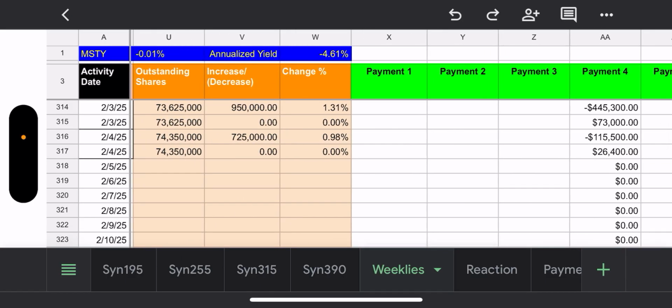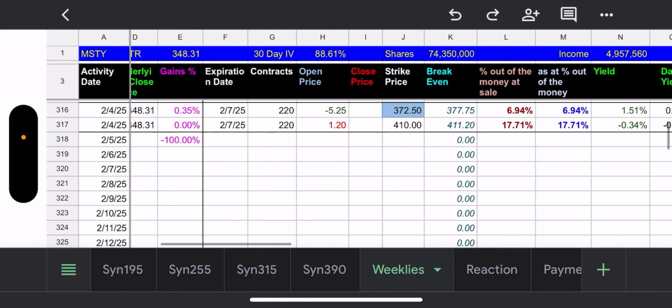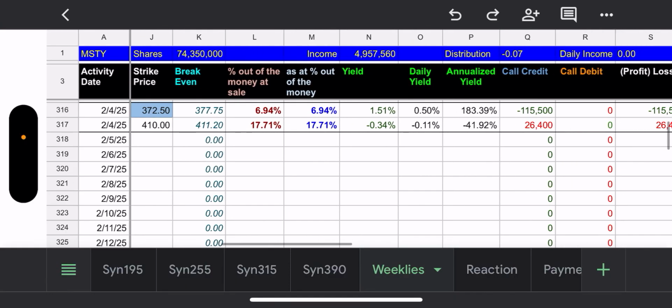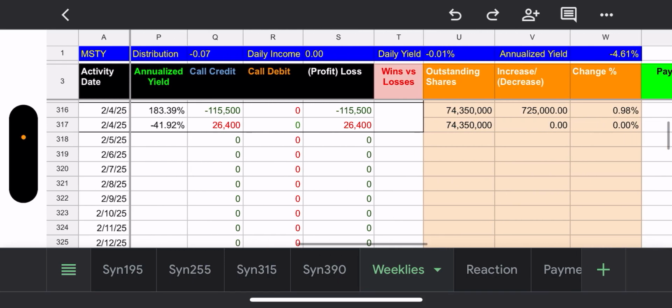Outstanding shares, did they increase? Yes, they did, by 725,000. Okay, 30-day IV of MSTR. How is it not 100% on earnings? Come on. 88%. All right, outstanding shares, 74.3 mil. Total net income, still debit, still a loss, $4.9 million loss. Almost flipped into a profit. So we'll move on from there.